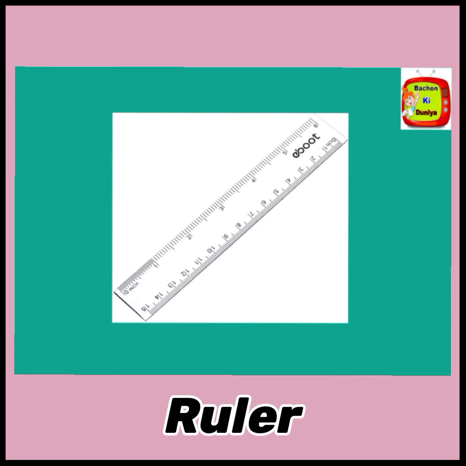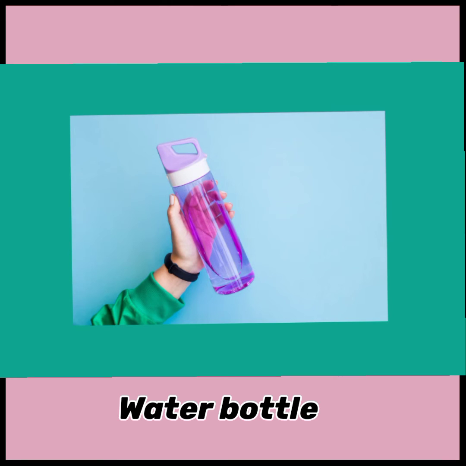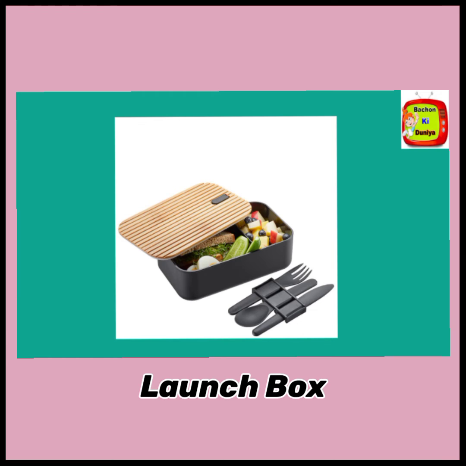This is a ruler. Which picture is this? This is a water bottle. And this is a lunch box. Which picture is this? This is a lunch box. And we keep our lunch in it.